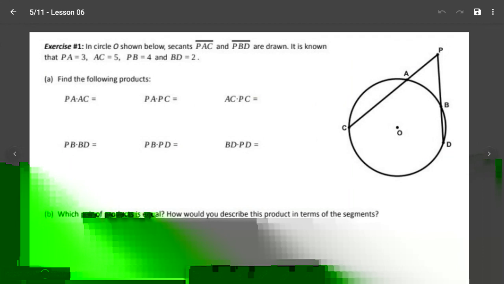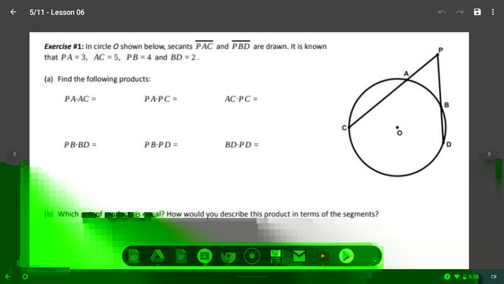So we're given what PA and AC, PB and BD are. What I want you to do here is pause the video and multiply those pieces together and see if you notice anything special about that in part B. When you're done multiplying and get all your answers, then go ahead and unpause the video. You should have gotten products of 10, 24, 40, 8, 24, and 12.